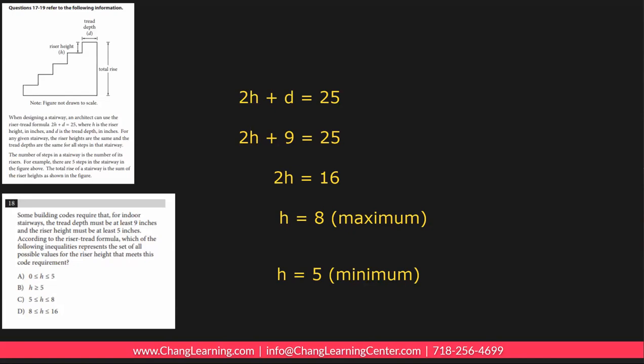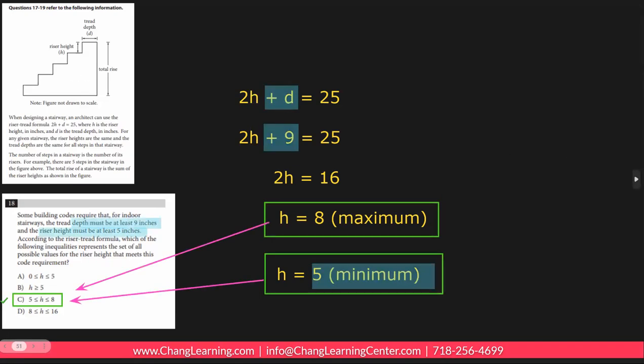Since the architect is following a rule that twice the riser height of the step plus the footstep depth must be 25 total, 5 inches will be the minimum, because we can make d larger than 9, 10, 11, 12, 13, etc. But you have to stop at a certain point because written in the text is that the riser height must be at least 5 inches. The right inequality that represents this is choice C: 5 is less than or equal to h is less than or equal to 8, with h being the riser height of the staircase step.